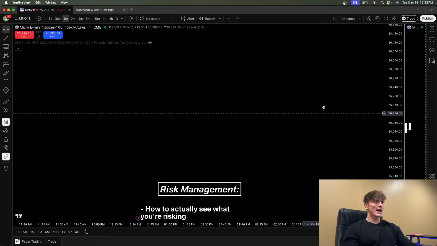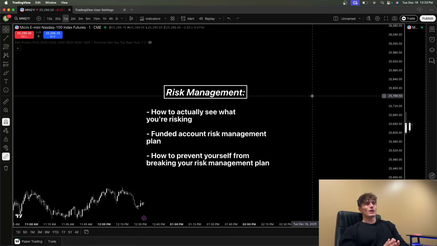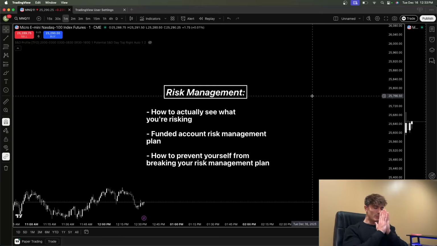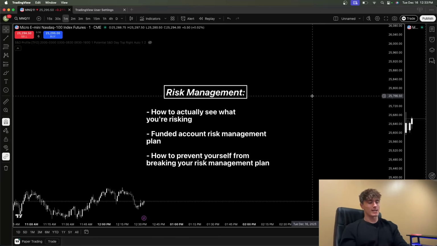So the last thing that I wanted to go over, we talked about a funded account risk management plan. Pretty simple, but the biggest problem that I see is people breaking their risk management plan. And I understand, we're all human beings. I understand that psychology comes in, emotions come in. I get it.